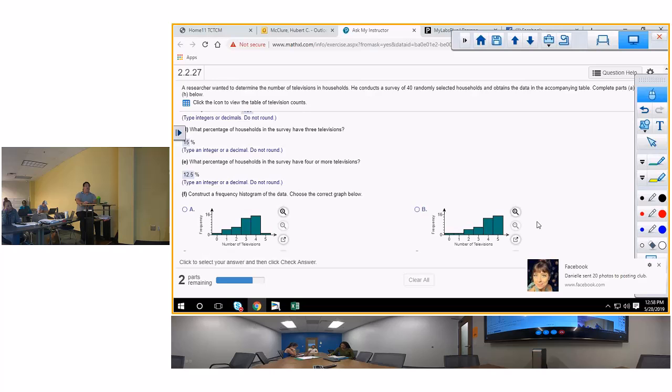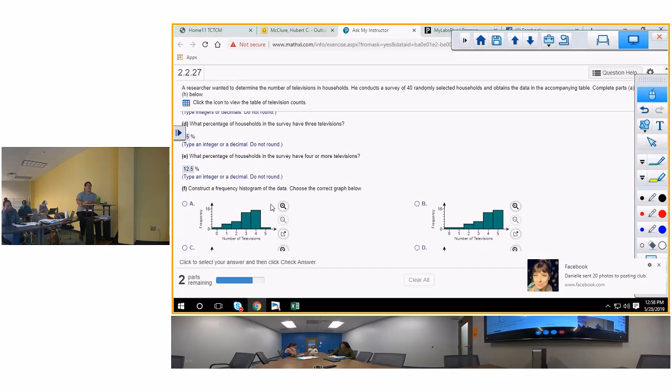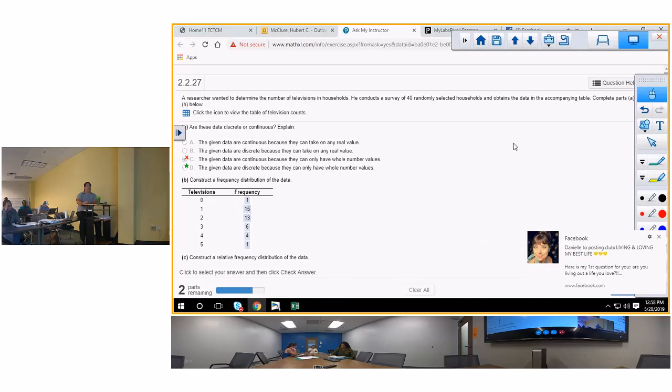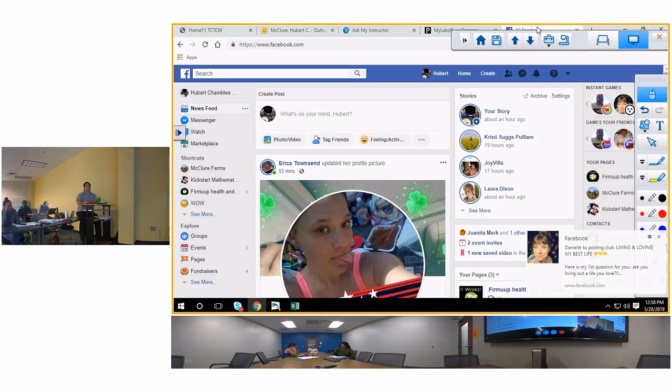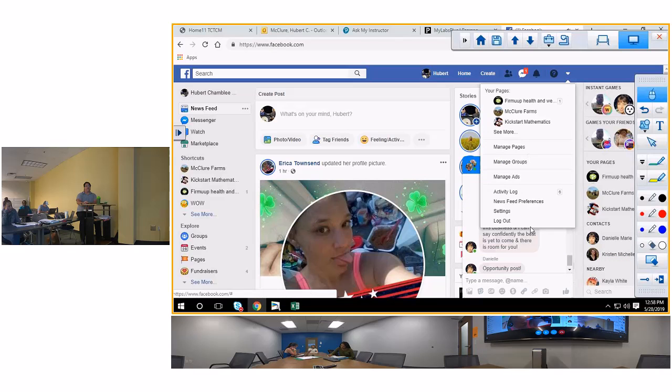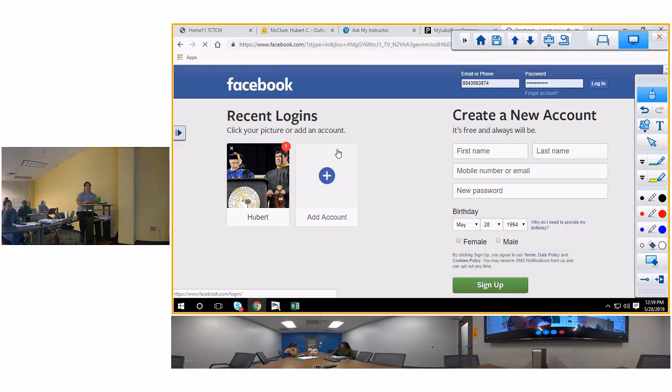But anyway. All right, now, construct a frequency histogram, a bar chart. Okay, I'm going to have to get out of this. Hold on. Lord have mercy.